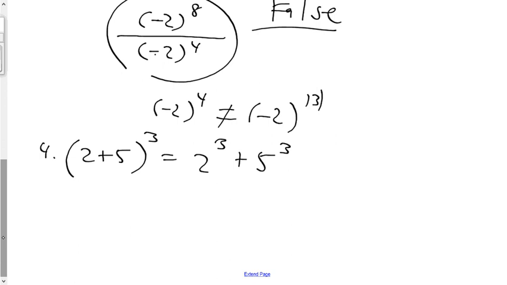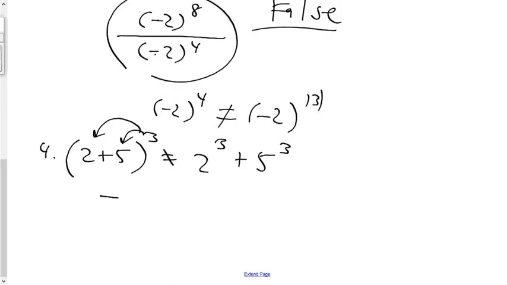Anyway, law number 4, it kind of looks like you can distribute the cubed, but you can't. Law number 4 is if it's multiplication, and law number 5 is division. But if it's addition or subtraction, there is no law for that, so this is not equal.